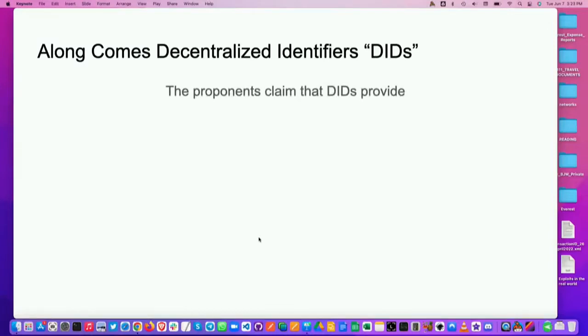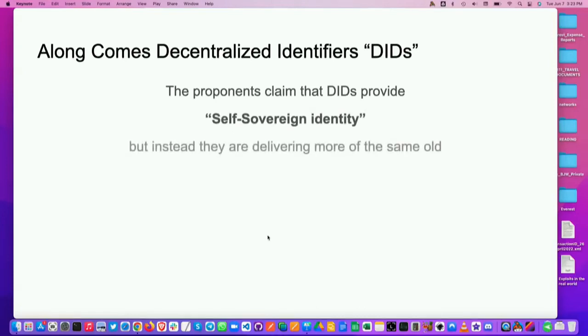This consortium has been pushing a W3C standard, even though there have been multiple proofs of technical difficulties and technical exploits of the DID system. They claim that they are providing self-sovereign identity, but instead they're just delivering another round of the same old, same old. Large corporations holding user data and being put in the place to eventually exploit that user data. It's truly the opposite of what self-sovereign means.